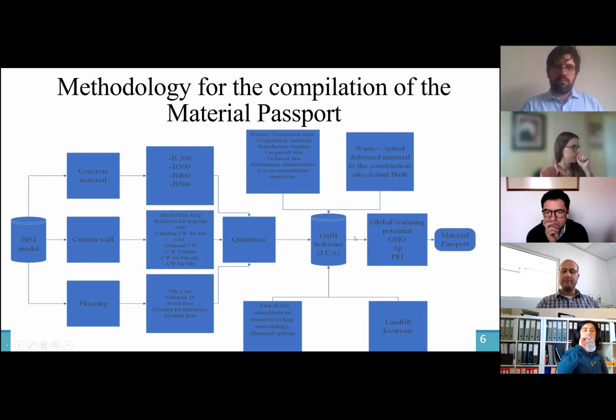Now in this GaBi software, we are in this phase, and it's not ready yet. We are evaluating all these input parameters in GaBi. The main output will be the global warming potential, which will be represented by three parameters: greenhouse gases, acidification potential, and the primary energy material, which will represent the material passport for the building.